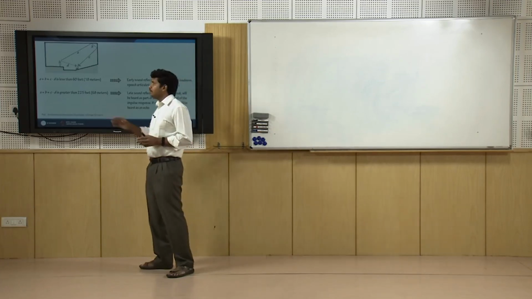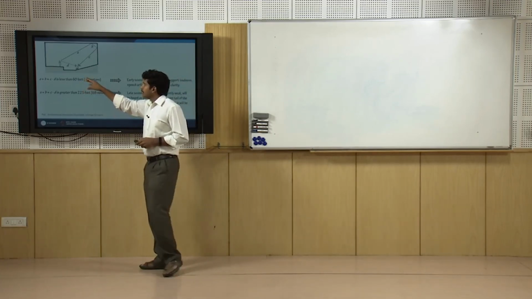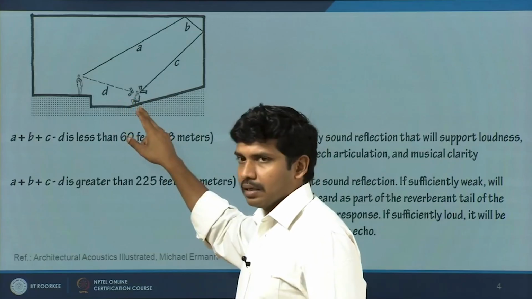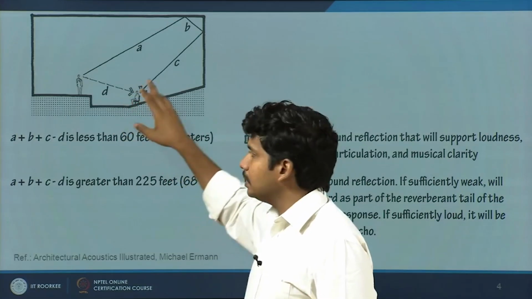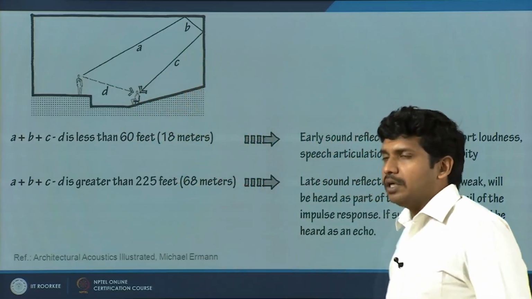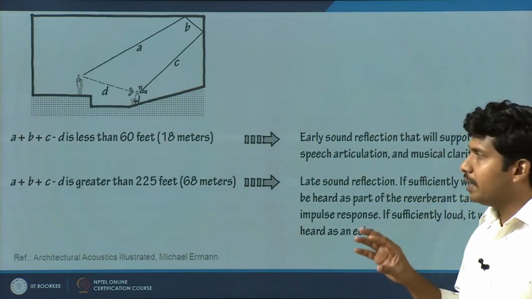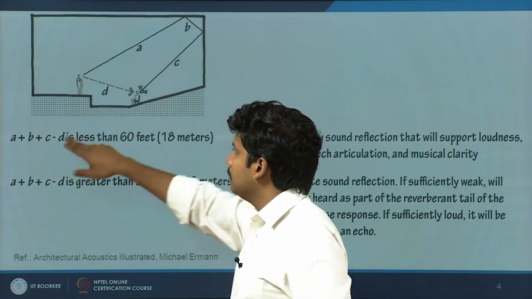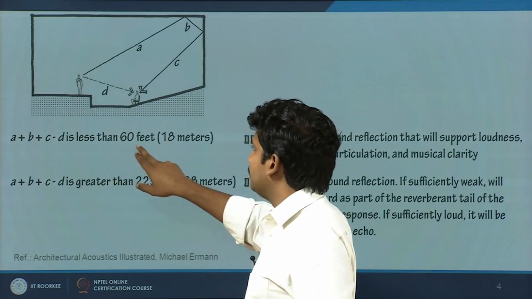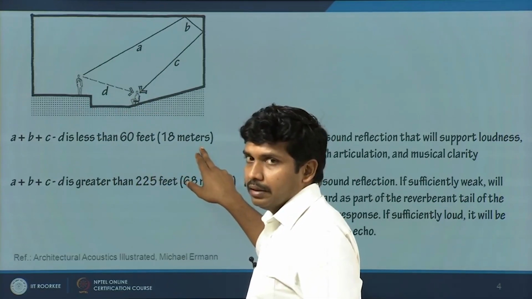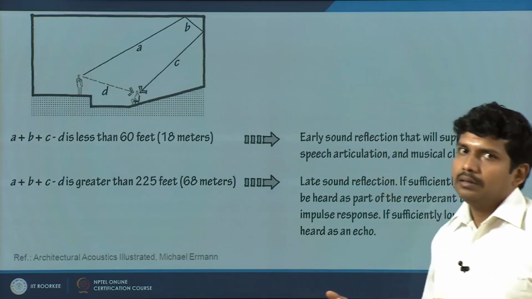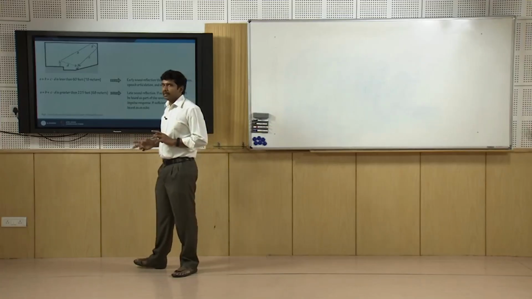With a 60 millisecond difference between the direct and reflected sound, if it is a speech performance it is not going to benefit; rather, it is going to mask the next sound signal, whereas if it is a music performance, a 60 millisecond difference is okay. This is exactly what we are trying to control here: A plus B plus C, this distance, minus D, is less than 60 feet or 18 meters. So actually here we are converting the time domain into distance, length in meters.